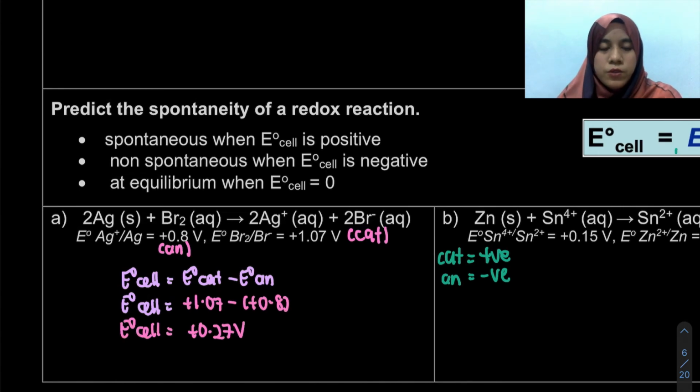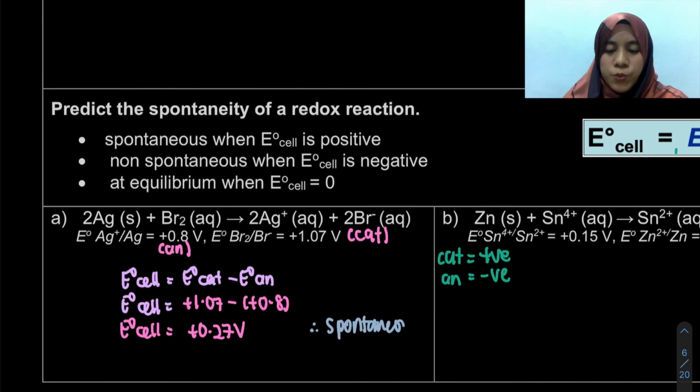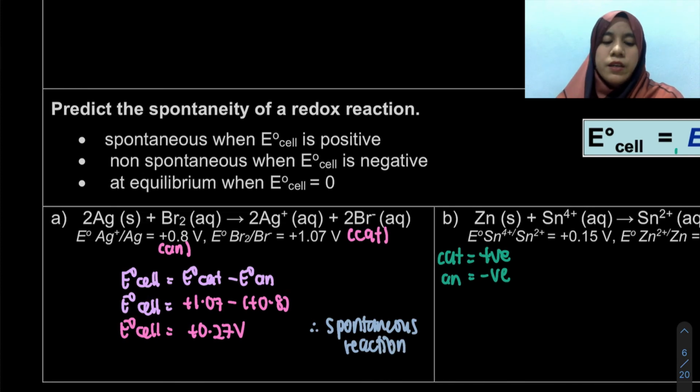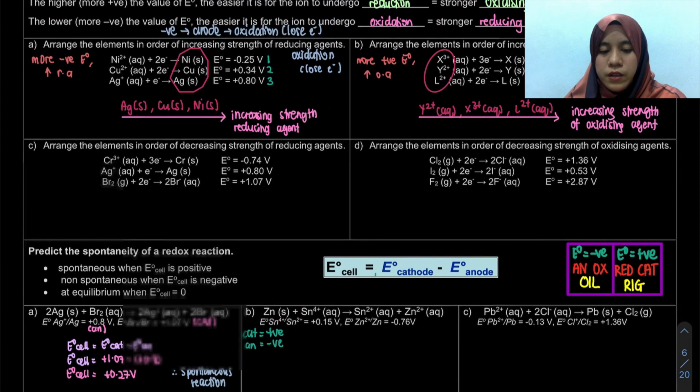Once you have determined the value, because we want to predict the spontaneity of the redox reaction, since it is positive, we write down that this is a spontaneous reaction. Spontaneous reaction means that this reaction will occur. If it is non-spontaneous, when the E0 value is negative, it means that the reaction could not occur. So that's it for the example here. Example B and C, I believe you could try yourself. So that's it for this video.